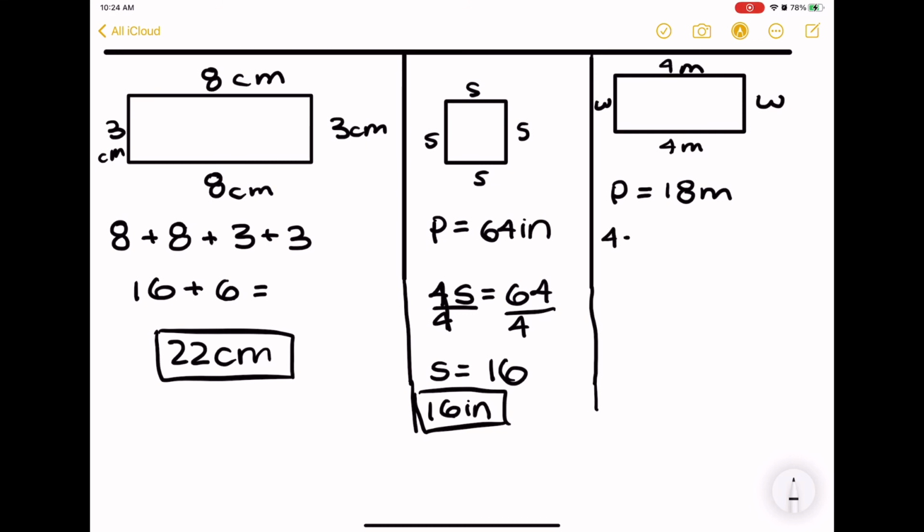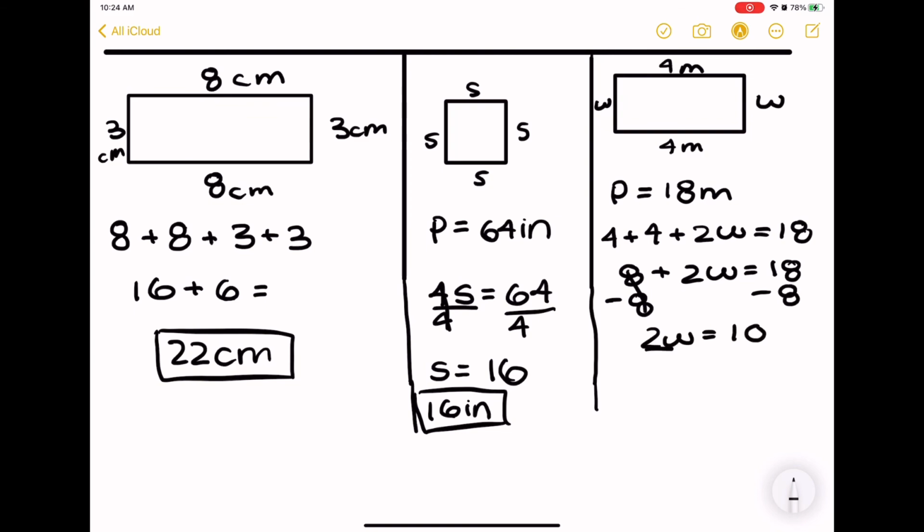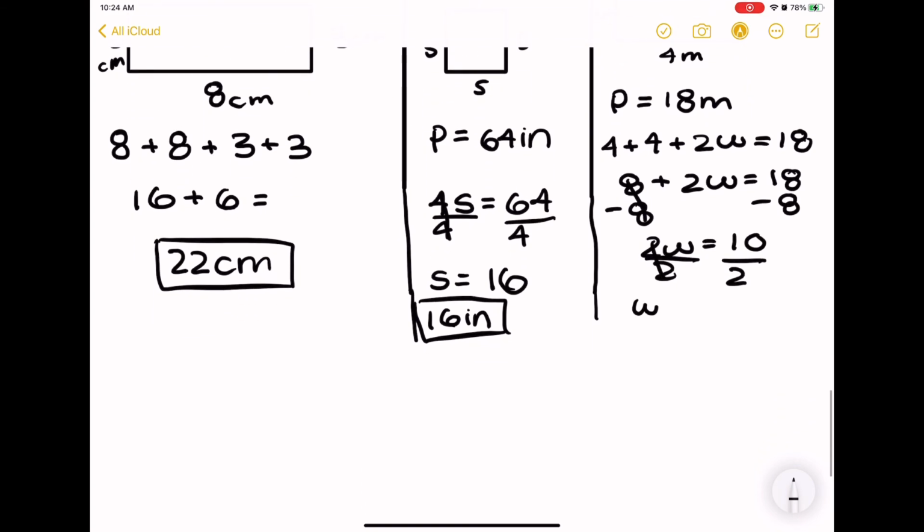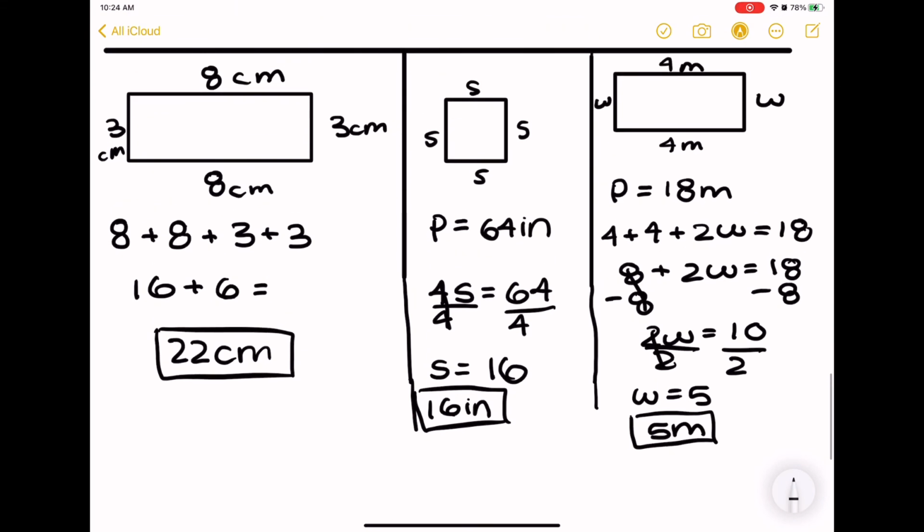And lastly, for the last one, we're going to do 4 plus 4 plus 2W is equal to 18. Then we have 8 plus 2W is equal to 18. Subtract 8, and then we get 2W is equal to 10. Then we divide by 2, and we get W is equal to 5. So we know our width is 5 meters.